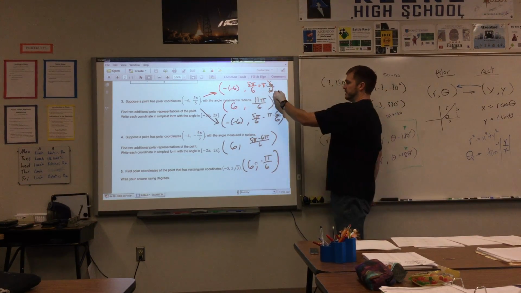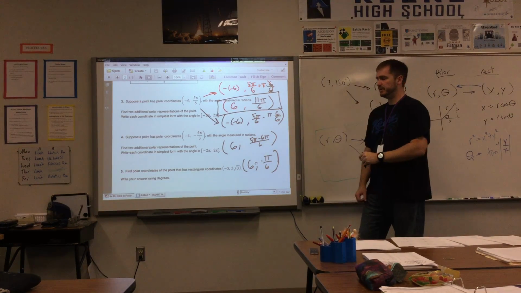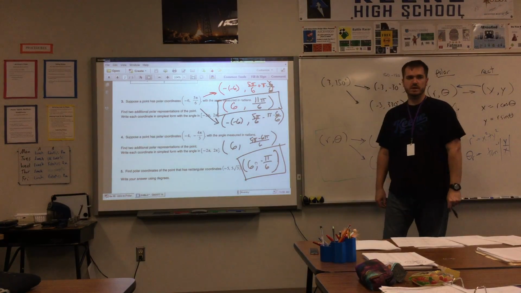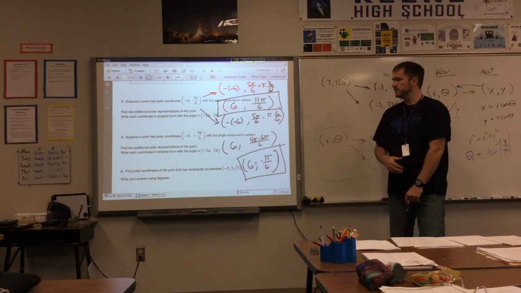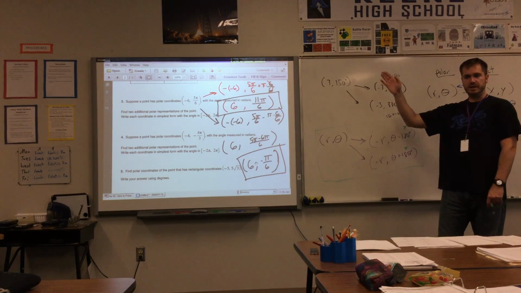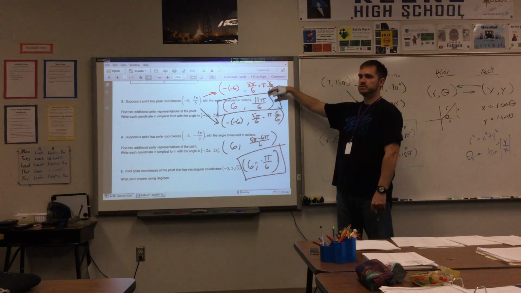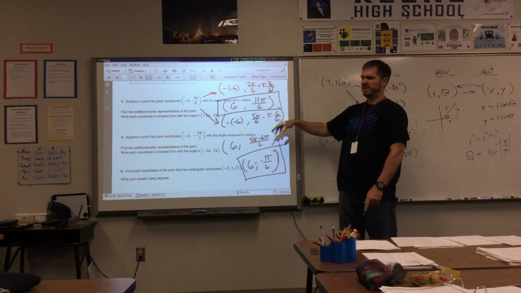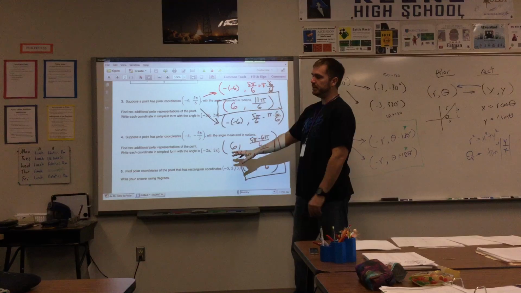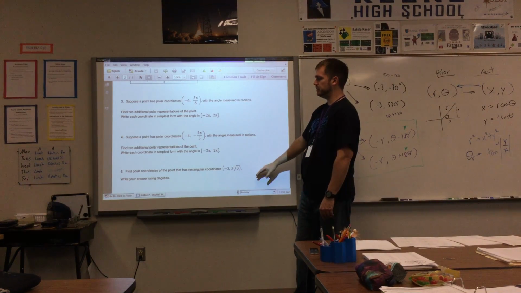My final answer: this ordered pair right here, 6 comma pi over 6, and this ordered pair right here, 6 comma negative pi over 6. Simply utilizing this formula. Do y'all understand why the 6 is positive? Do y'all think you can do some basic fraction math? I think you can too. Leave the pi there. I want to make sure that we do at least one of every problem. So that took care of 3, which also takes care of 4.